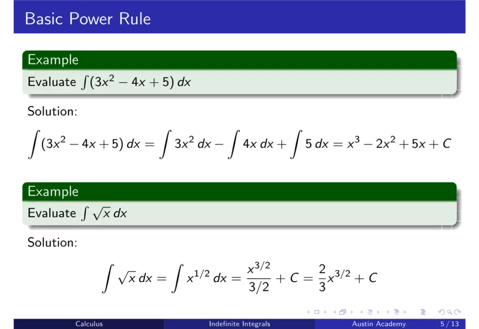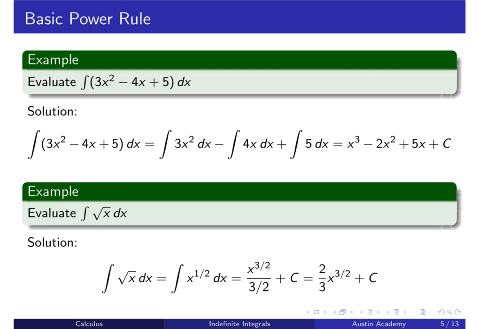Evaluate the integral of (3x squared minus 4x plus 5) dx. Solution. We integrate each term. 3x squared becomes x cubed, negative 4x becomes negative 2x squared, and 5 becomes 5x. Don't forget to add C. Final answer. X cubed minus 2x squared plus 5x plus C.